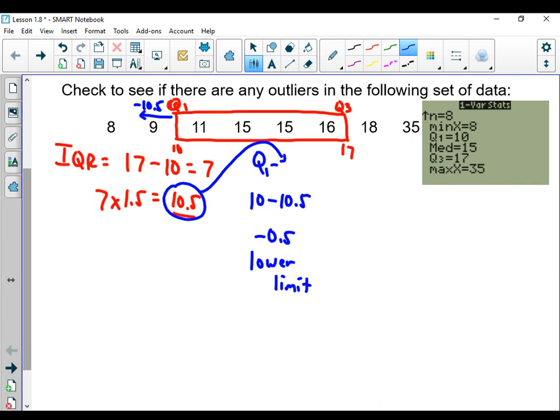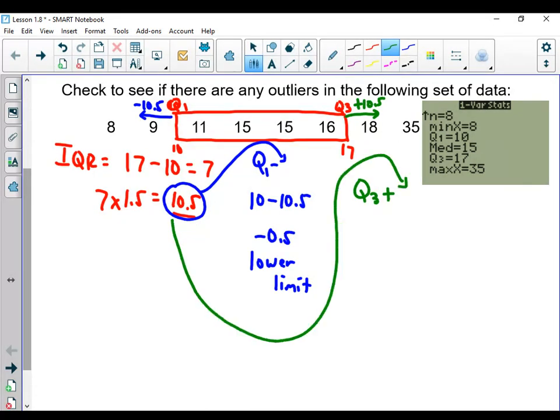Now I need to shift gears and look at the high end. Well, again, I'm going to start at the highest value I've looked at so far, the Q3. This time I'm going the other direction, so this time I'm going to add that 10.5. Or in other words, I'm going to take Q3 plus what I got here. So on the low end, I subtracted off of Q1. At the high end, I added onto Q3.